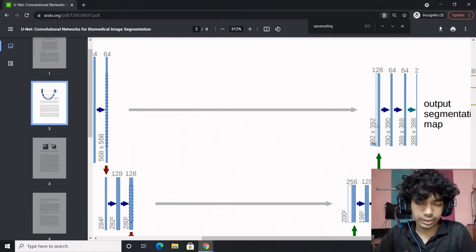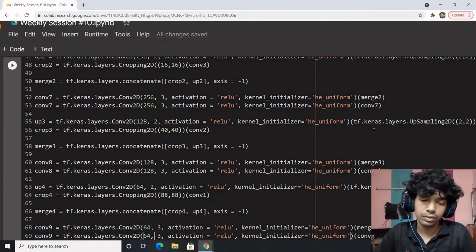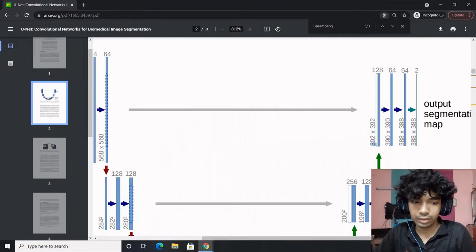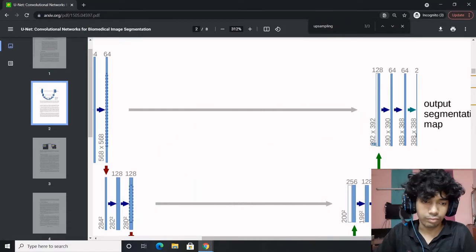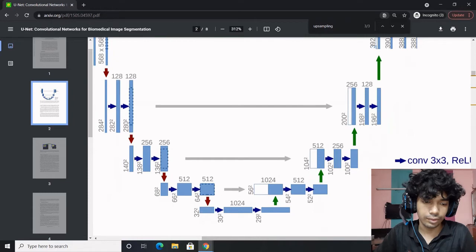With the number of filters as 64, merge 4, convolution 9. Finally, you will have a convolution 1 cross 1.